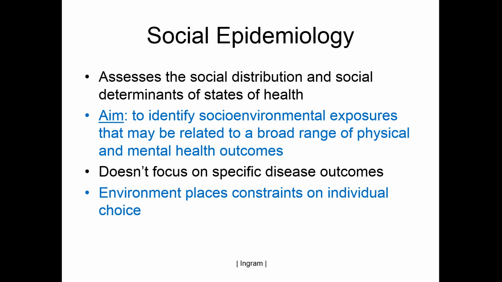Since the 19th century, physicians have been laying claim to social conditions as determinants of health, but not until more recently has the moniker social epidemiology been used. Social epidemiology assesses the social distribution and social determinants of states of health and is the basic belief that social conditions influence health. This facet of epidemiology doesn't focus on specific disease outcomes, but rather suggests that the vast majority of diseases are affected by the social world around us, and that the environment places constraints on individual choice.